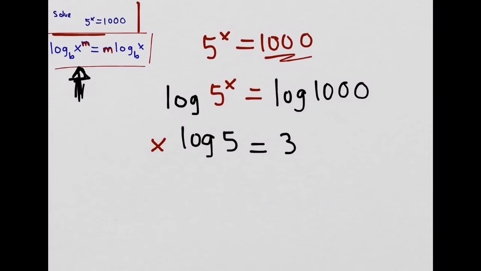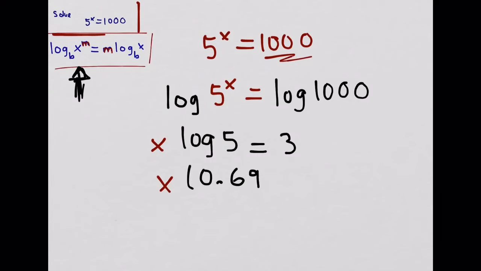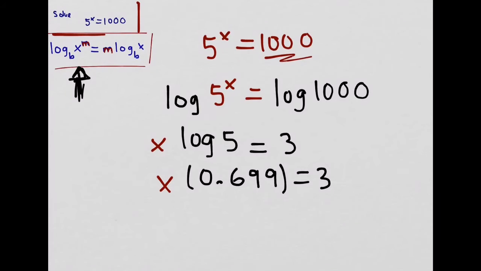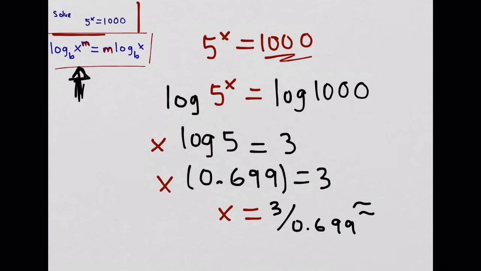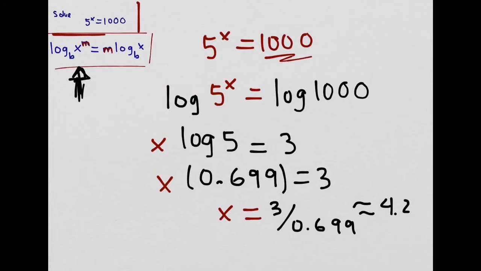So once you figure that out, it's just a matter of writing it down. You have x times 0.699, rounding the 0.6989, equals 3. So I'm done. I know that x would be equal to 3 divided by 0.699, which is approximately 4.29. If I put in more decimals, it will be 4.292.